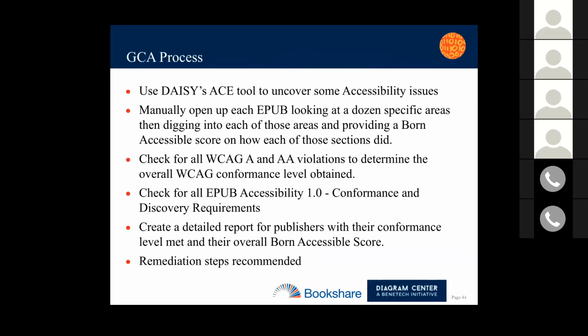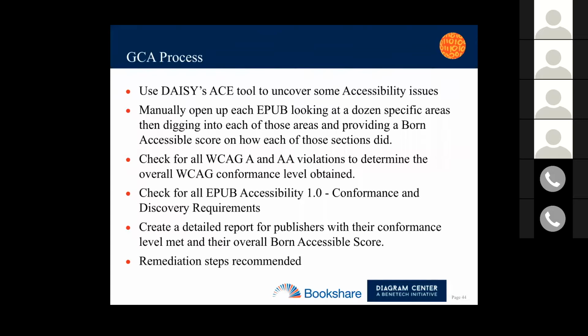The process we use is DAISY's ACE tool to uncover accessibility issues. We then manually open up each book, looking in a dozen different areas and providing a Born Accessible score for each of these sections. We check all single A and double A violations and determine the overall conformance reached. We check for all accessibility 1.0 requirements, and we provide a detailed report that we give back to the publisher along with their overall Born Accessible score, how well they did.